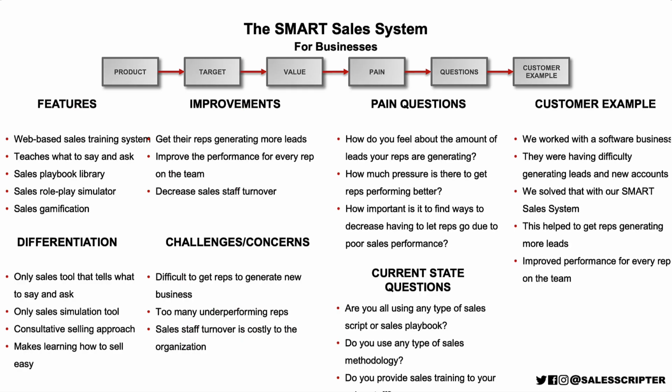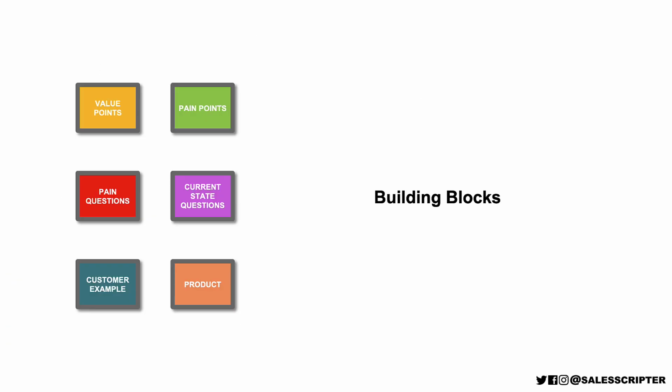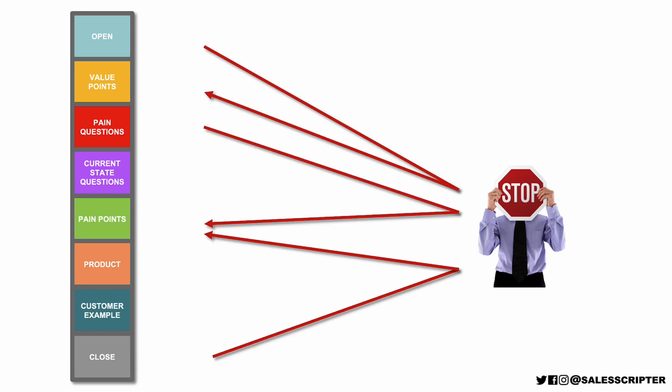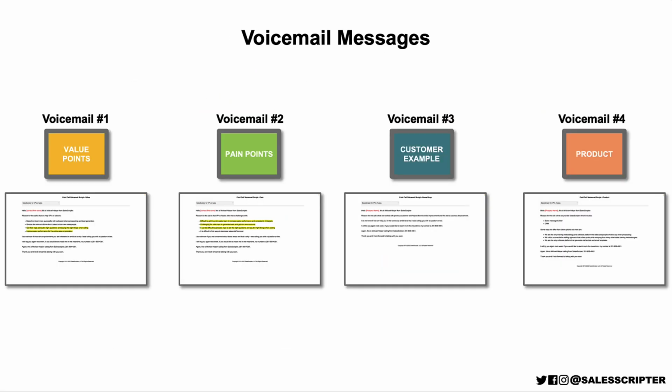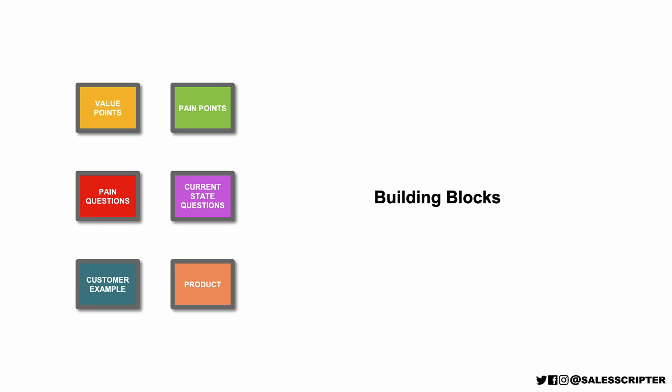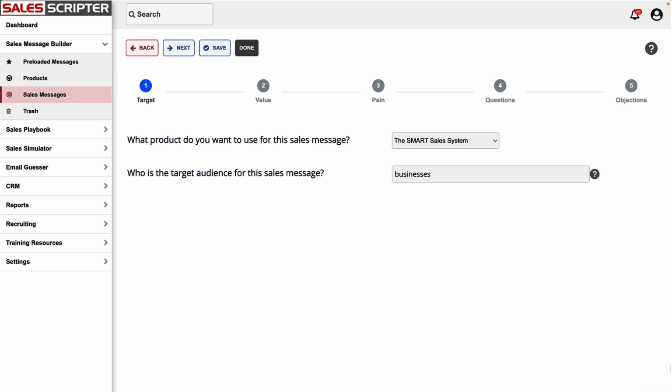But I just want to point out one thing. I don't know whether you noticed it or not, but by creating those sets of talking points, such as pain questions, pain points, and current state questions, we're able to do a lot of different things with those sets of bullet points, such as create a cold call script, create objection responses, email messages, voicemails, and whatnot.